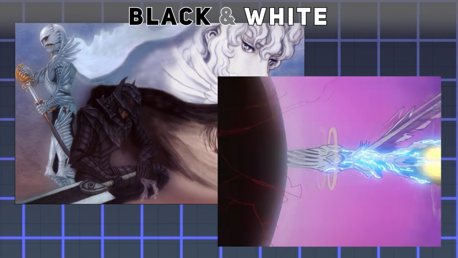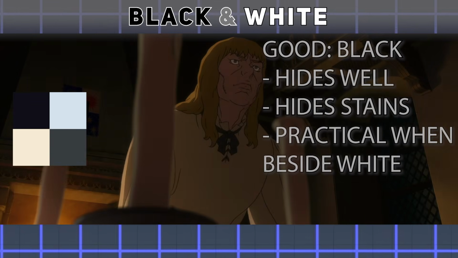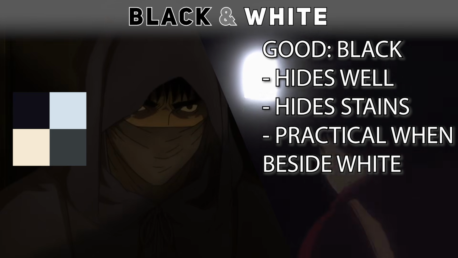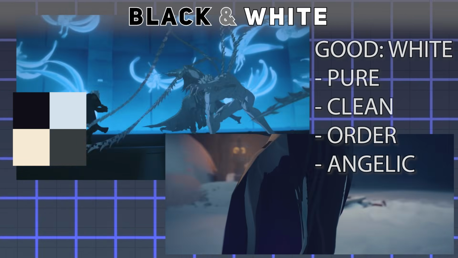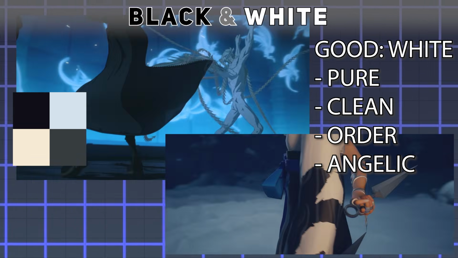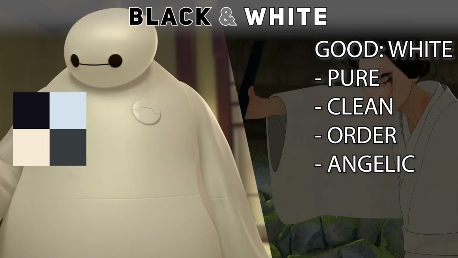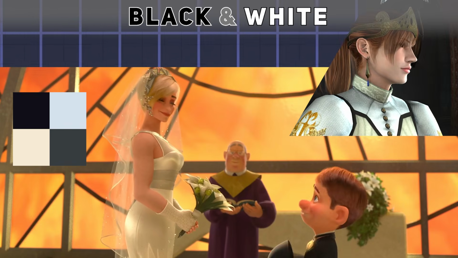Black and white. Black and white are seen in pure light and in pure darkness. The good about black is that it hides in darkness well, hides silhouettes, hides stains well, and it's more practical when compared to white. The good about white is that it represents purity and cleanliness. It's orderly. It's very easy to stain, so for a character to have it, they'll either get dirty or take a lot of care to clean themselves, and it's angelic-like. That's why you see it used a lot in weddings. It's supposed to be pure.